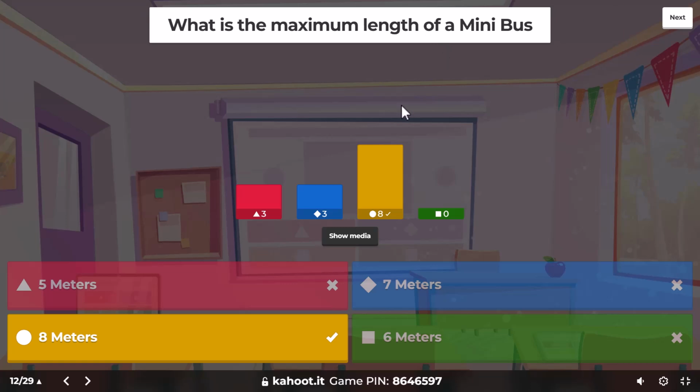Maximum length of a minibus is 8 meters. Listen, that question is never going to come up, but that's just good to know. Maximum length of a minibus is 8 meters. Quite long, isn't it? 8 meters. And to still call it a minibus.